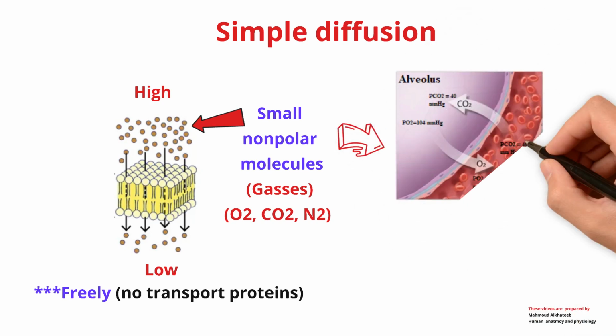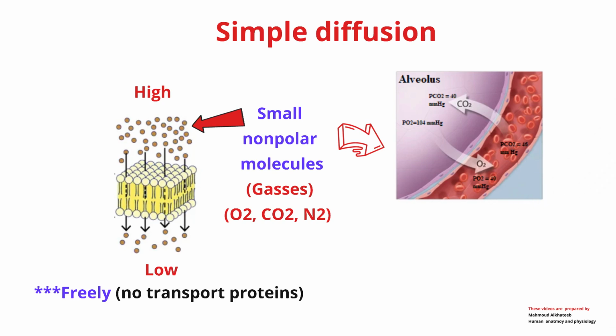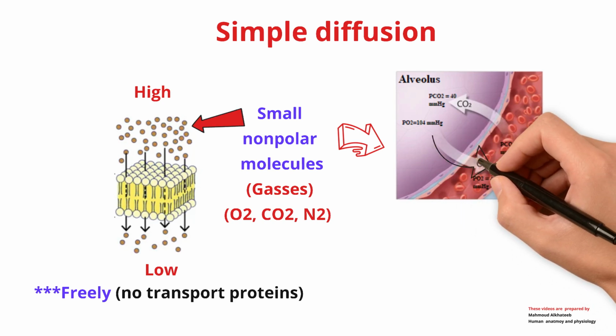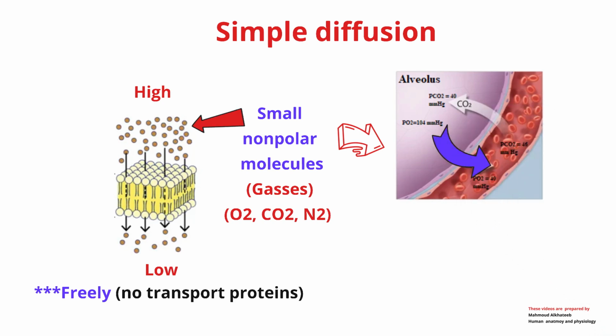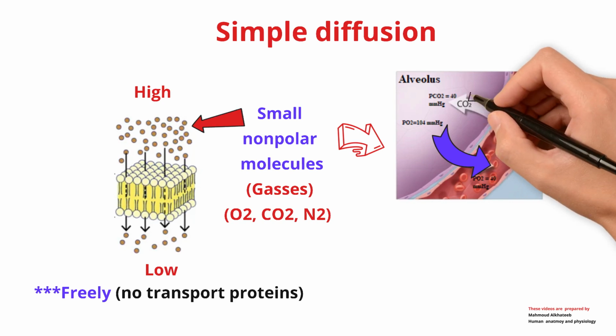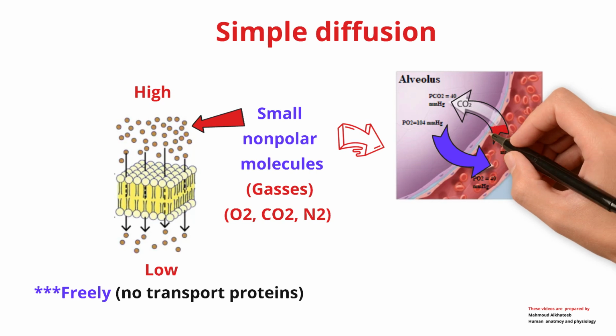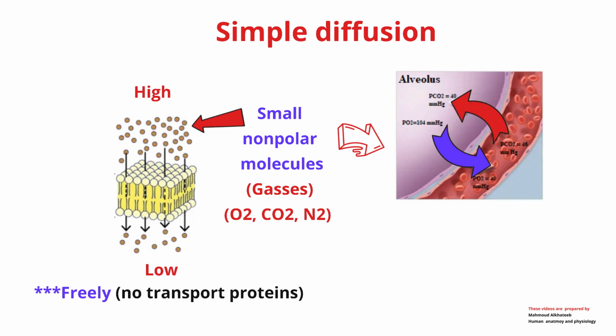An example of this is the movement of oxygen and carbon dioxide between the lung and the blood during the process of gas exchange. As per this image, oxygen moves from the alveoli, where its concentration is high, into the bloodstream, where its concentration is low. On the opposite, carbon dioxide moves in the opposite direction from the blood into the lungs, following its concentration gradient.